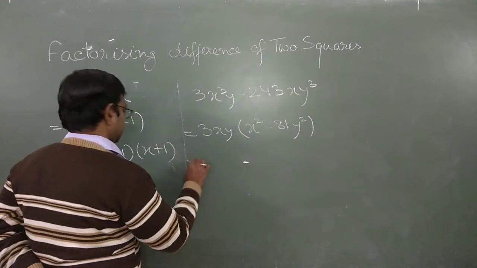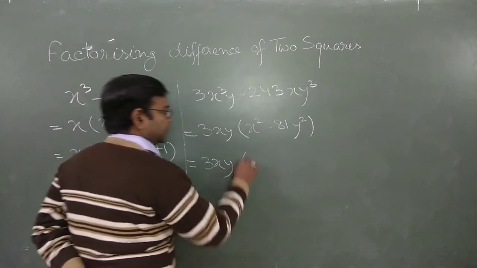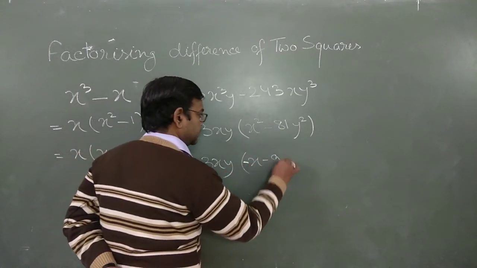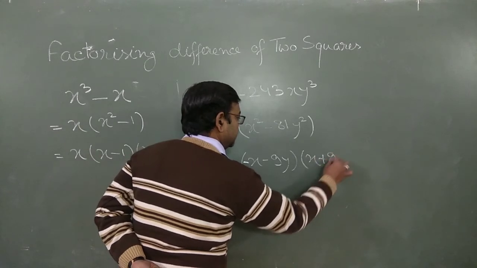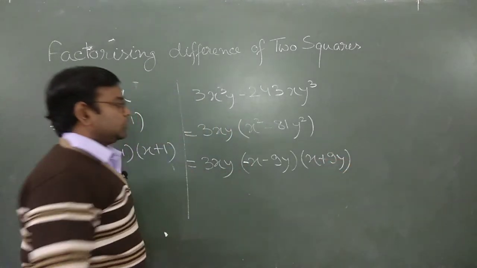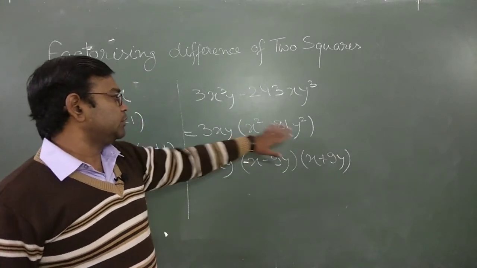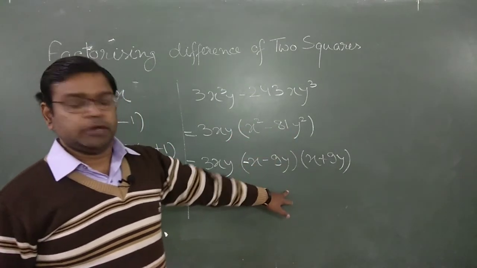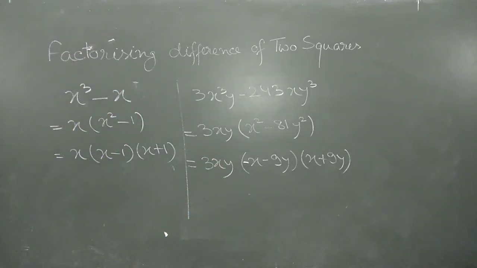Means we can easily write down 3xy. Here we can write down x minus 9y and x plus 9y, because we know the square root of 81 is 9 and the square roots of x square and y square are x and y respectively. So this is your solution. Move to the next question.